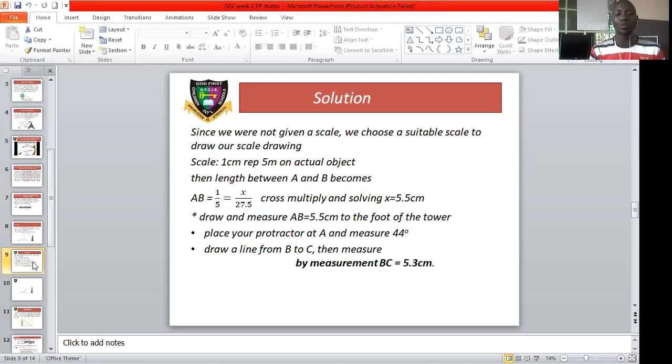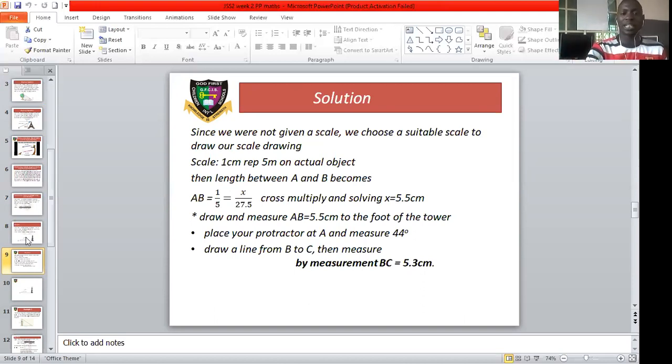Now, the angle is 44 degrees. You know what a protractor is? Bring your protractor, place it at point A, and measure 44 degrees on your protractor. When you measure your 44 degrees, draw a line from B to C.